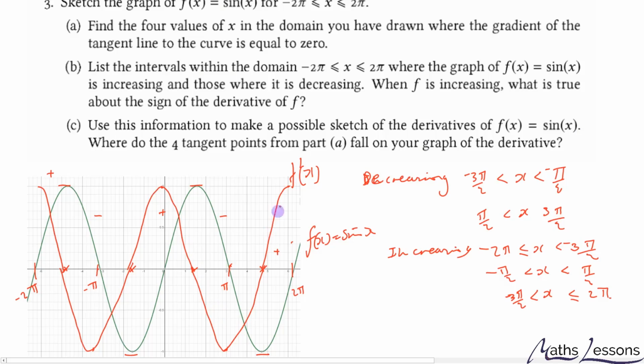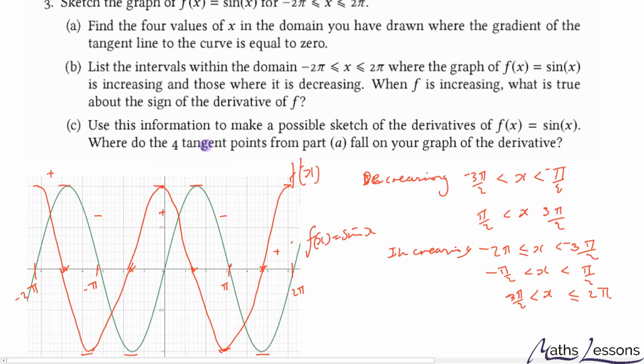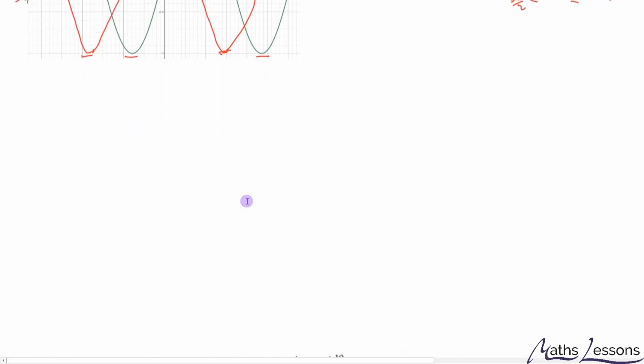And what you'll notice is it looks a lot like the cos of x. Where do the four tangent points fall in your graph for the derivative? Well, they fall exactly the same points as on cos x. So it could be that the derivative of sine x is just cos x.